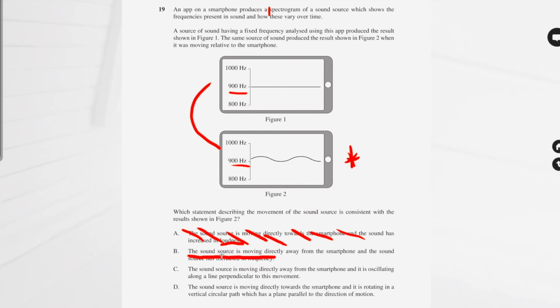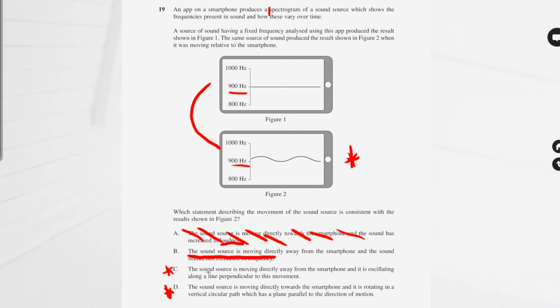If we have a look at that, that almost sounds plausible. Moving directly away from and oscillating along a line perpendicular. That kind of sounds plausible. So we'll give that a little bit of a tick there. D, sound source is moving directly towards the smartphone and it is rotating in a vertical circular path which has a plane parallel to the direction of the motion. Now, a lot of info there, and that's all pretty plausible. What we've got to do is try and ascertain between the two of these.